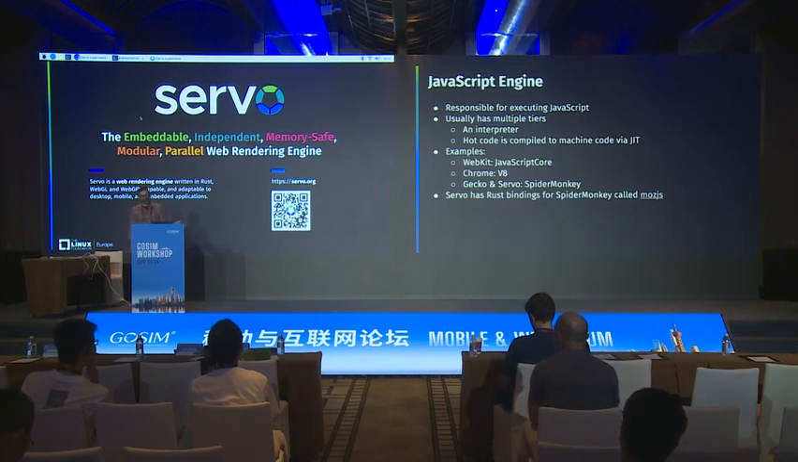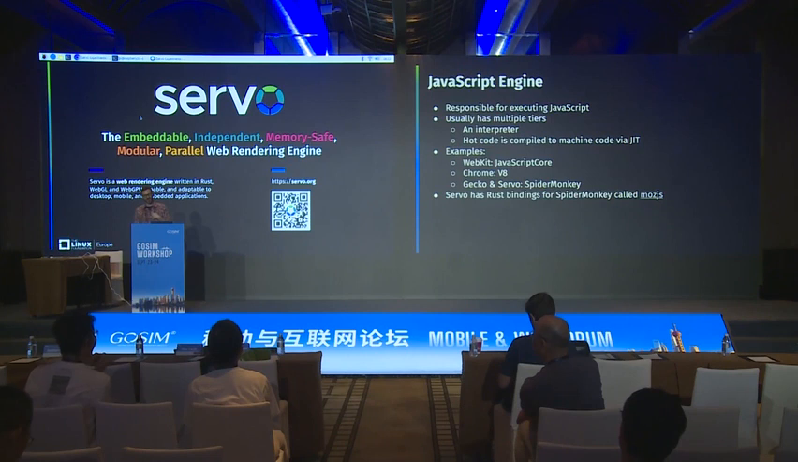Like the browser engines themselves, browsers have different JavaScript engines, and they all have different names. Maybe you've heard of some of these. In WebKit, the JavaScript engine is called JavaScript Core. In Chrome, the JavaScript engine is called V8. In Gecko and Servo, the JavaScript engine is SpiderMonkey.